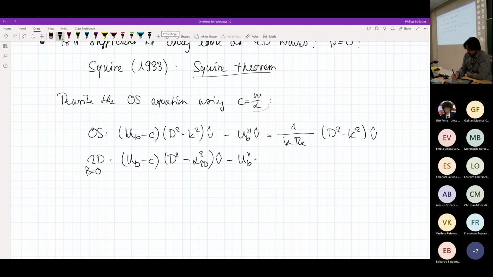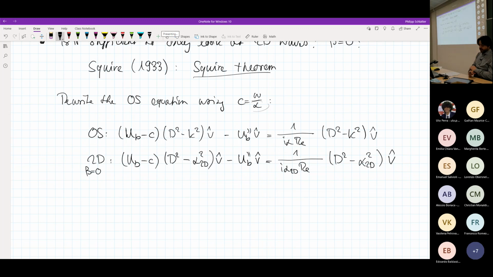Then we have U_B double prime times v hat, that's the same. And here we get 1 over i alpha 2D times Reynolds. And here it happens exactly the same thing: (D squared minus alpha 2D squared) times v hat. Okay, so just to remember, the above equation here is the 3D Sommerfeld equation, and the lower one is the 2D version of it.